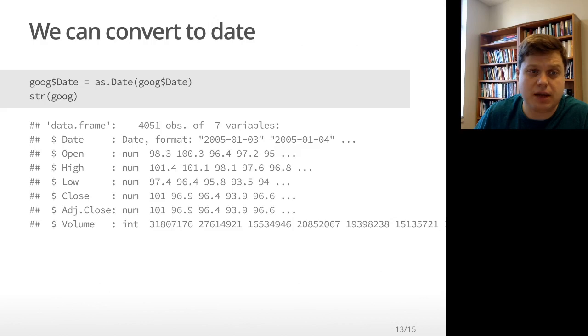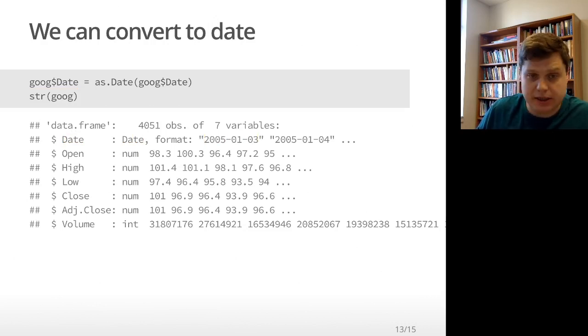In R, there is a command which is called as.Date. So we say that the Google date column needs to be rewritten. Instead of using the original Google date column, we're going to apply as.Date, and as.Date will convert the sequence of characters into the actual time and date format. Now after applying this as.Date command, if you look at the structure of the Google dataset, you'll see that the first column, date, is of type Date actually. So now R understands that this is year, month, and day.